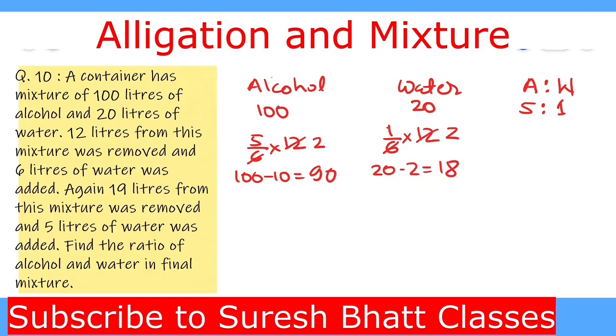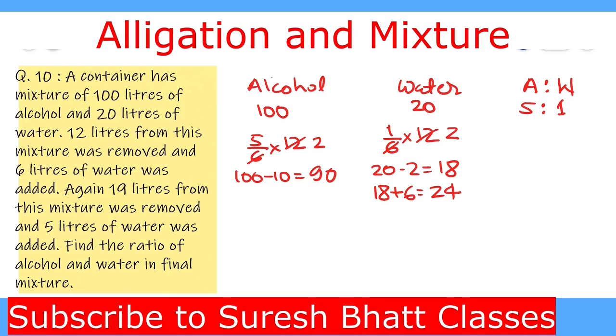Then 6 liters of water is added and no alcohol was added. So we add 6 to this 18 liters. So final quantity is 18 plus 6 equal to 24 liters of water after withdrawing 12 liters of mixture and adding 6 liters of water. Now the ratio of alcohol and water is 90:24.